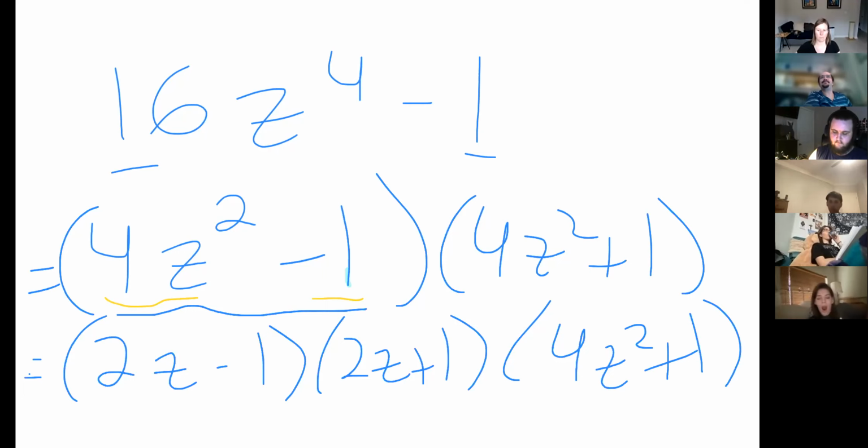Okay. Now we're looking at this: 2z -1, 2z +1, 4z squared +1. Are those fully factored? Yes. So it's important to know when to stop and when to keep going. I know they're fully factored because these are to the first power. There's no way I can break that down any further. That is not to the first power, but it is a sum of squares. It's something we can't factor any further.